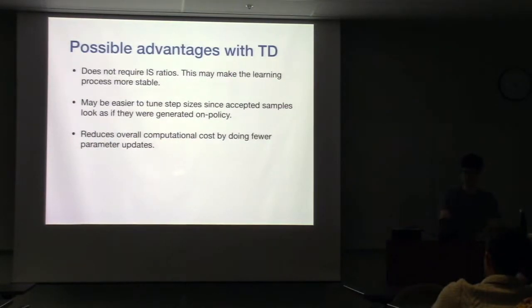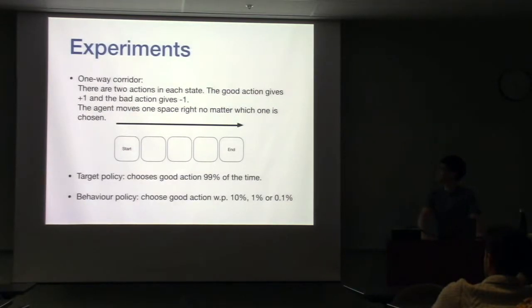So let's just see how it does. I have a couple of experiments. It's a really simple environment, just a one-way corridor. You start on one end, and in each state you have two actions. No matter what you do, you always move right, but one of the actions gives you a +1, and the other action gives you a -1. The target policy chooses the good action 99% of the time, and I vary the behavior policy, choosing the good action 10% of the time, 1% of the time, or 0.1% of the time.